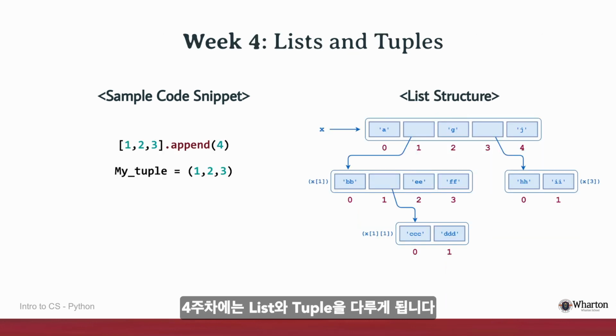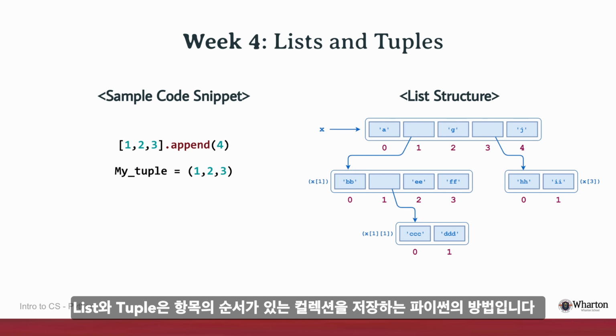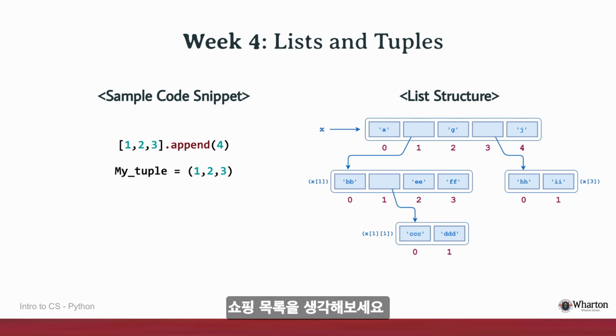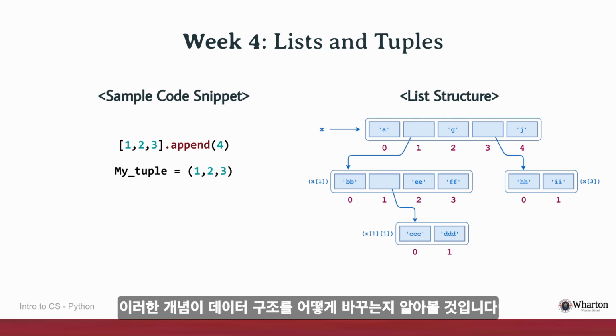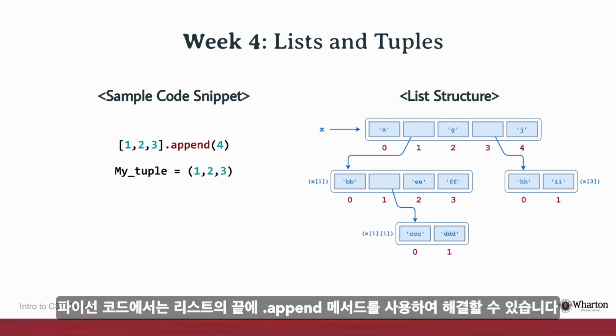By Week 4, you'll be working with lists and tuples. These are Python's ways of storing ordered collections of items. Think about making a grocery list. You can add or take out items that you like or don't like. We will apply this concept to data and see how these data structures are manipulated. For example, let's say you want to add number 4 to your list. You can use the append method at the end of the list.